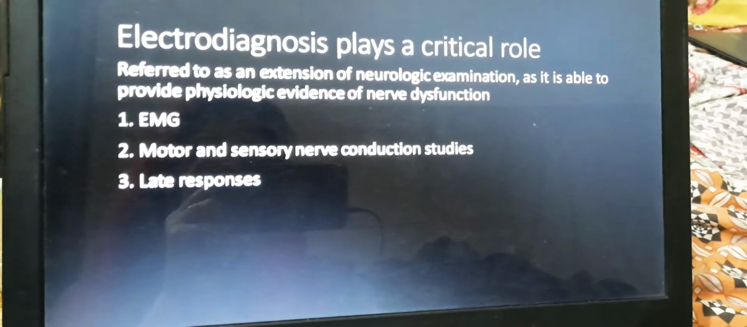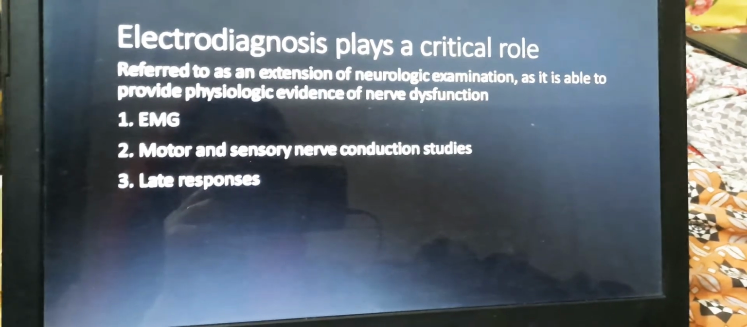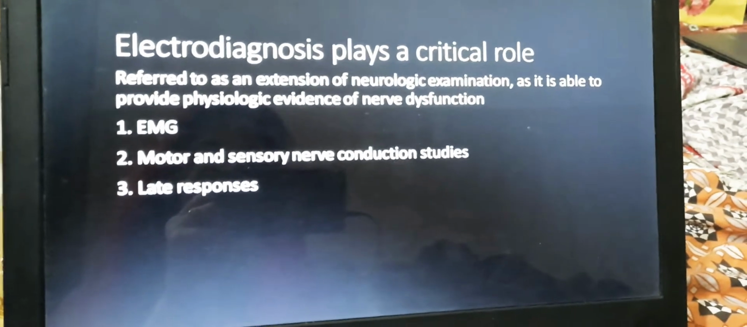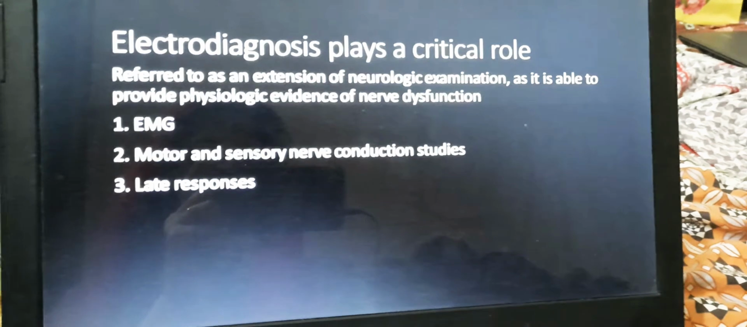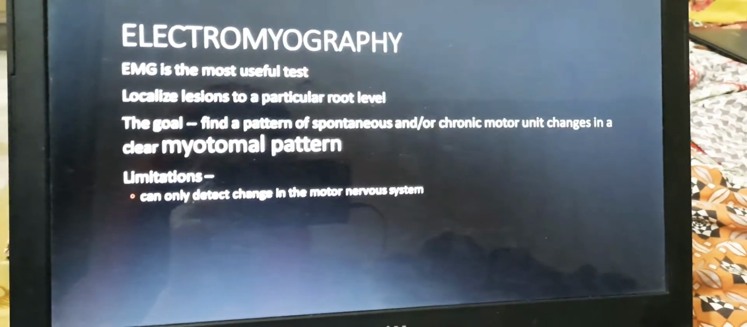Electrodiagnosis plays a critical role. It is an extension of the neurological examination as it is able to provide physiological evidence of nerve dysfunction. It involves EMG, second, motor and sensory nerve root conduction studies, and third, late responses.